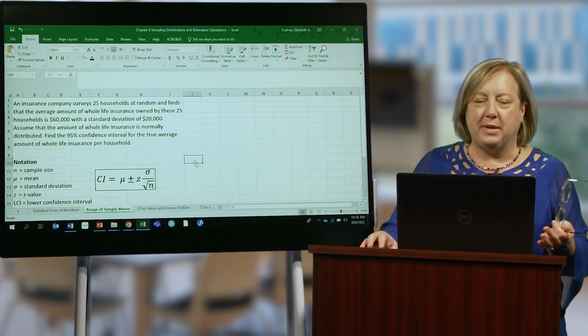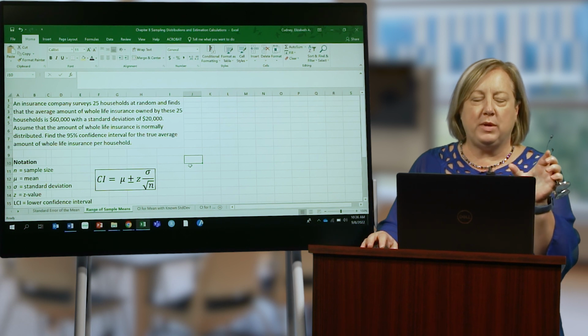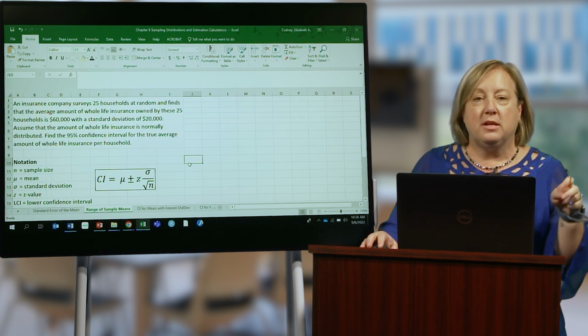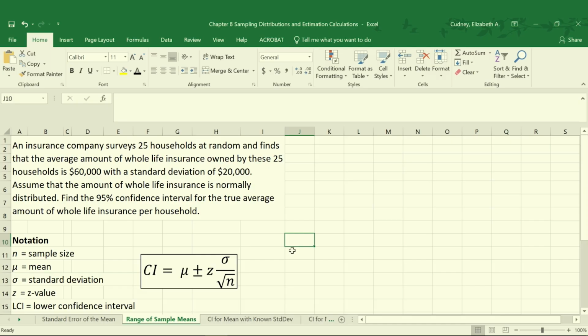The range of sample means is a great way to calculate an interval in which we know a certain portion of our sample means will fall. So let's take a look at an example of how we would calculate this interval.